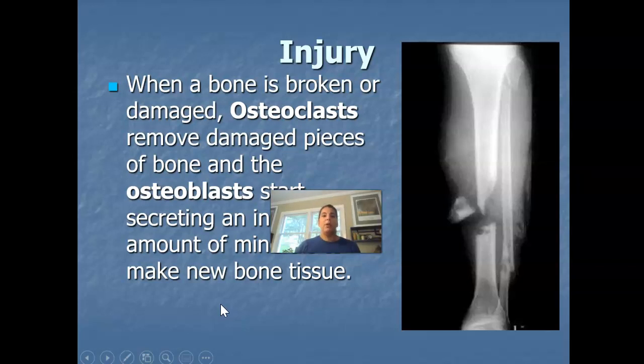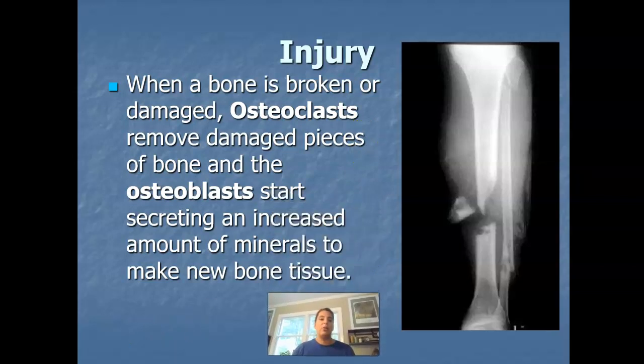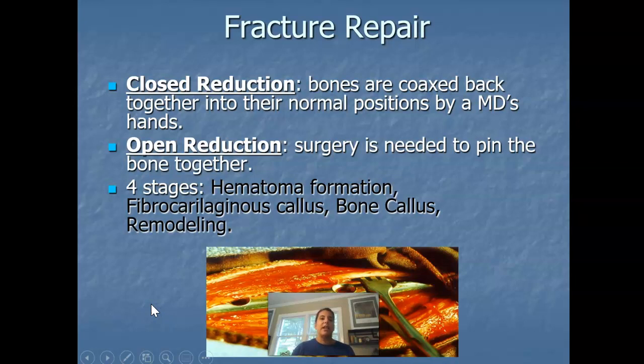Basically, when bone is broken or damaged, osteoclasts are going to come in and remove the damaged pieces of bone, and osteoblasts are going to start to increase the amount of mineral that they're secreting in order to make new bone tissue. So both bone cells, osteoclasts and osteoblasts, are going to be very active in injury repair. Again, we want to clean up any bone debris. Osteoclasts will do that, and then the osteoblasts will start secreting more and more matrix, surrounding themselves with that matrix and then forming osteocytes.